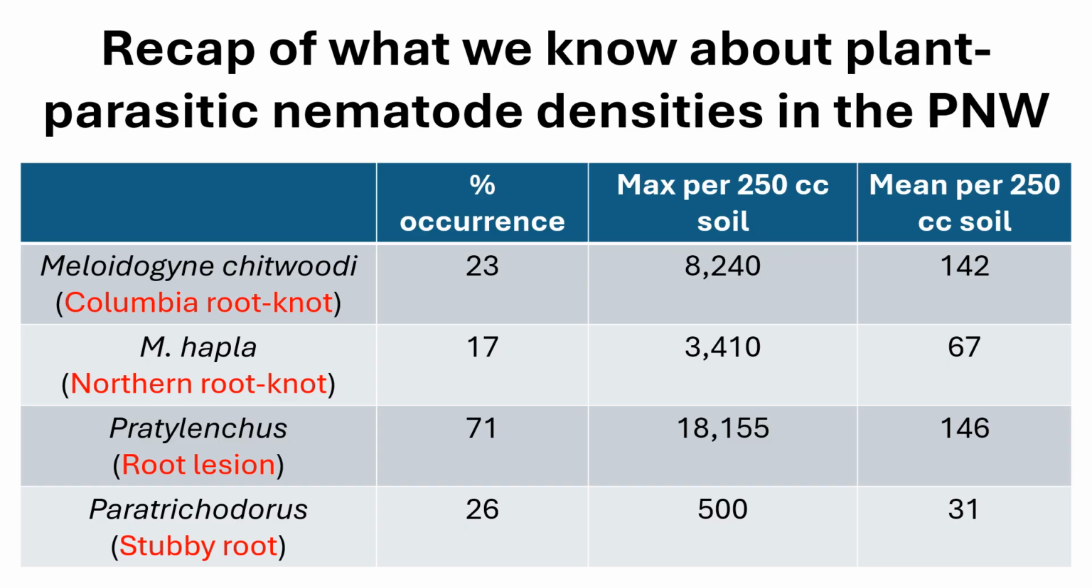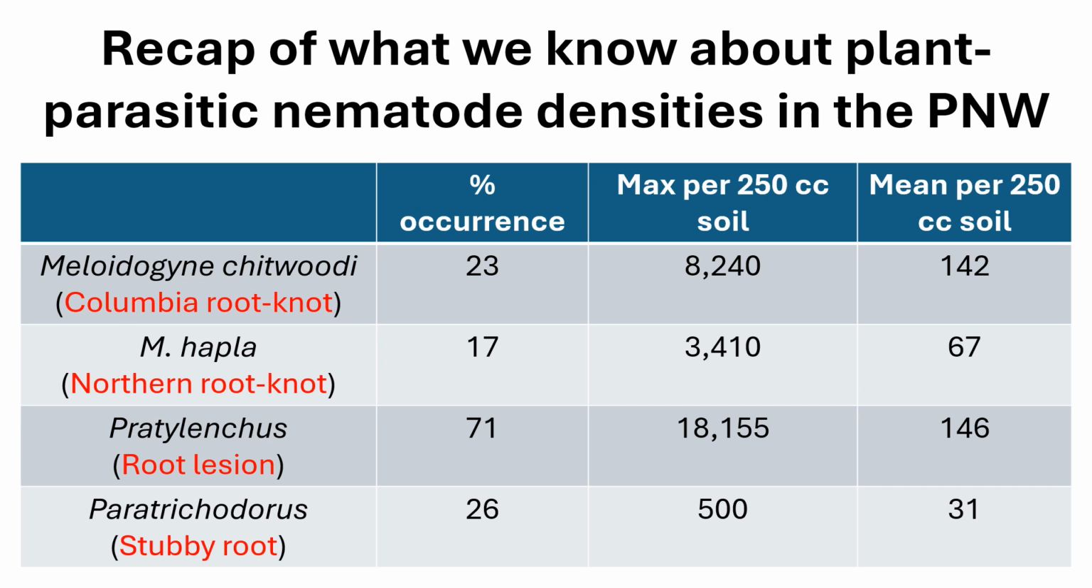Just a quick recap of what we know about plant parasitic nematode densities in the Pacific Northwest. I'm going to start with our lower density nematode that we find in this area, which is Paratrichodorus, or stubby root, and typically you see about 31 per 250 cc's of soil. Then for middle density, we have M. hapla, which is the northern root knot nematode, which is about 67 per 250 cc's of soil. And then we have our high density nematodes, which are Meloidogyne chitwoodi, or the Columbia root knot, and then Pratylanchus, the root lesion nematode, which sit at about 140 to 150 nematodes per 250 cc's of soil.